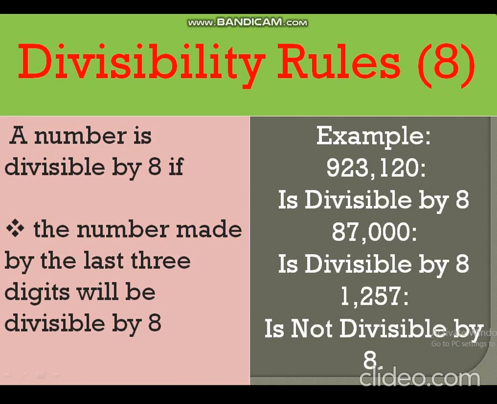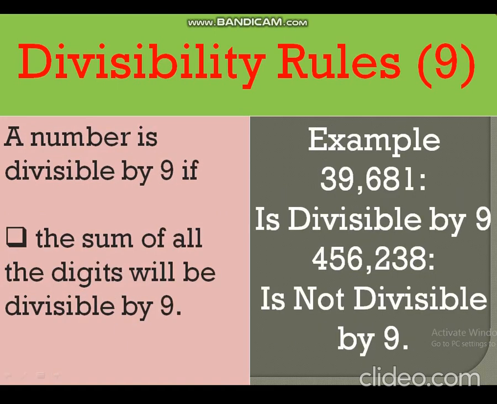Let us take another example. 87,000 is my number. As the number has 3 zeros at the end, the number is divisible by 8. Now, let us take another example. 1,257 is my number. As 257 is not divisible by 8, the number is also not divisible by 8.